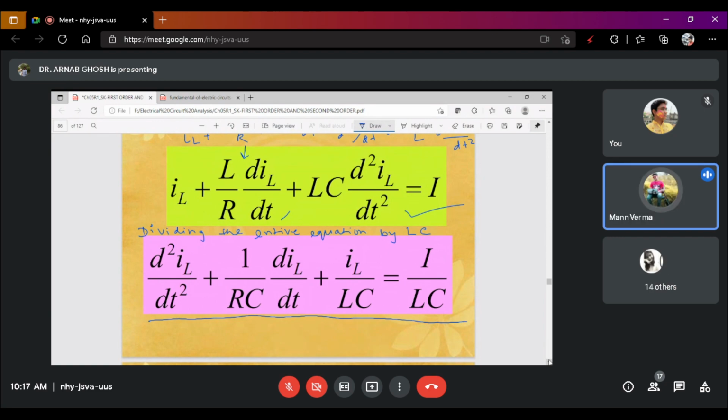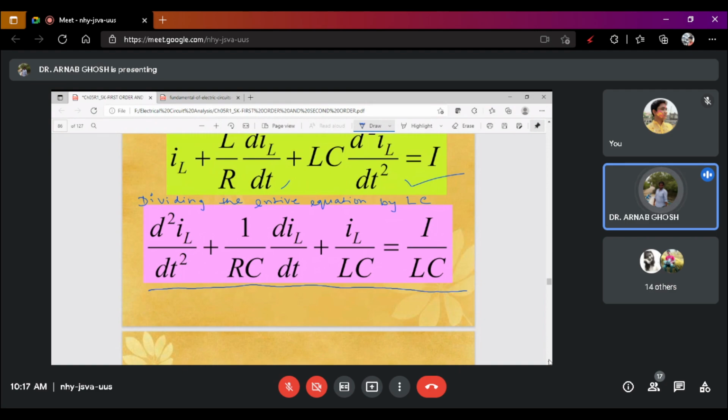So after differentiating, we are dividing the equation by LC, na? We are just keeping this. See, this is the second order equation. We have to keep this as d square IL, or else we cannot proceed further. So we have to do d square IL by dt square plus 1 by RC dIL by dt plus IL by LC is equal to capital I by LC. Okay. So next.